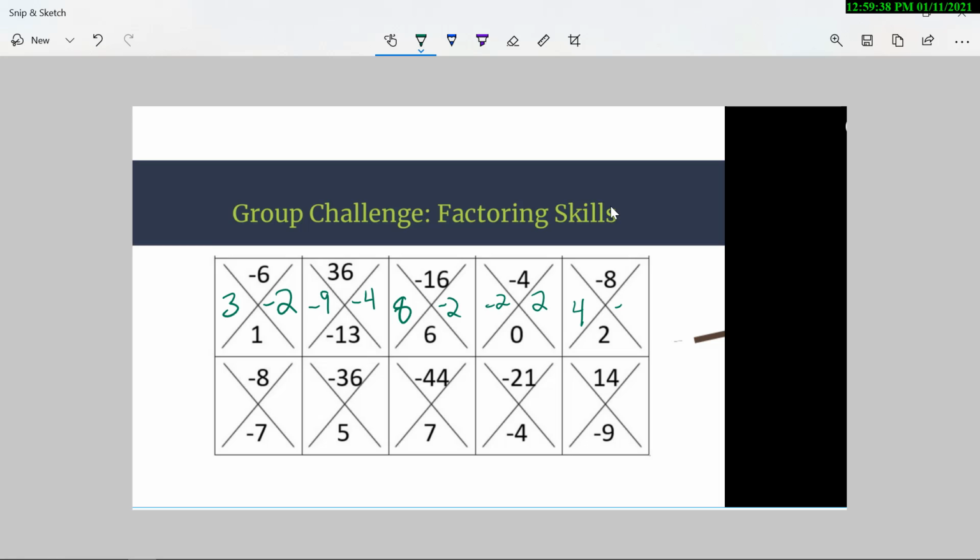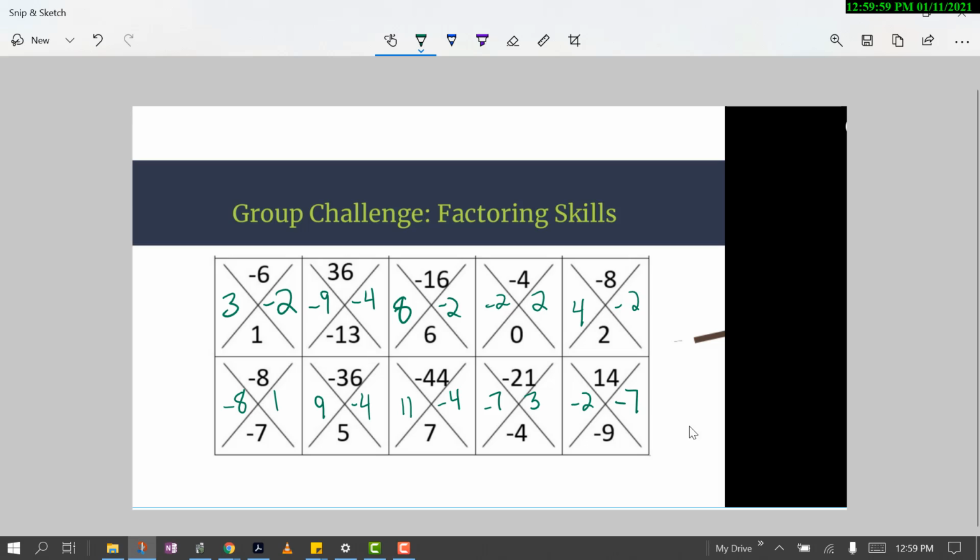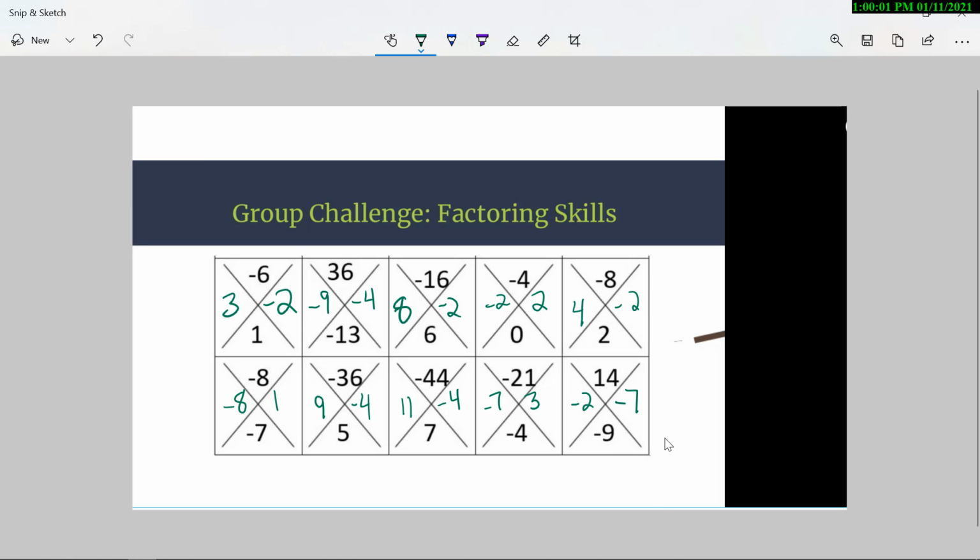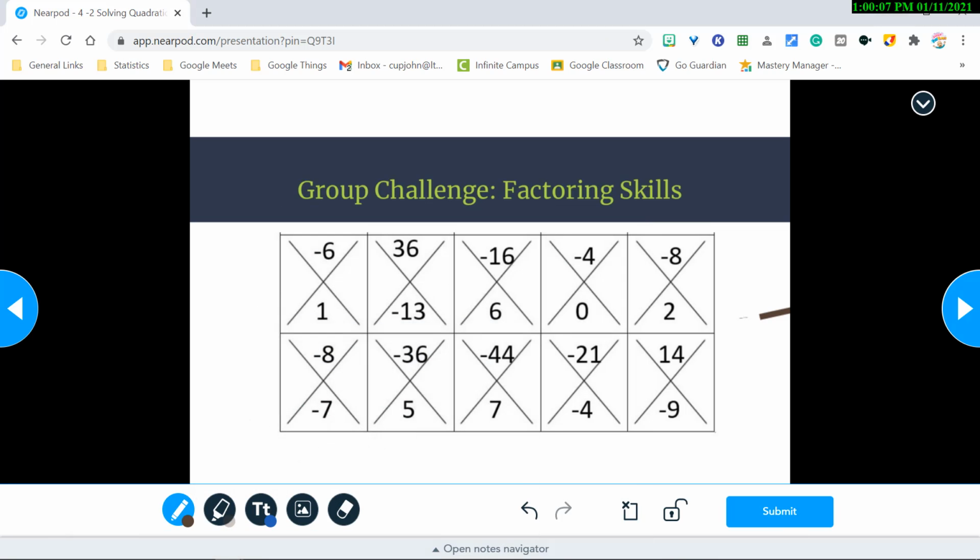Then we got 4 and negative 2, negative 8 and 1, 9 and negative 4, 11, negative 4, negative 7, 3, and lastly, 14, negative 2 times negative 7, and adds up to negative 9. So you just got to keep practicing those. You can go online and just search diamond problems, and they'll pump a whole bunch out for you, and you just keep working on them.